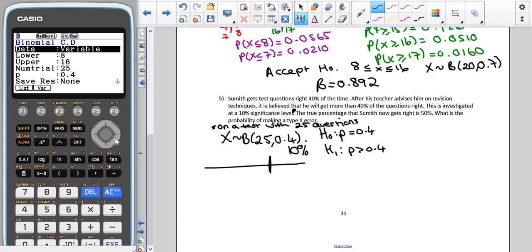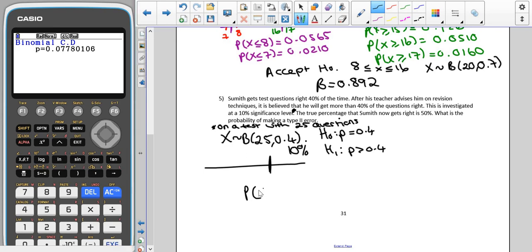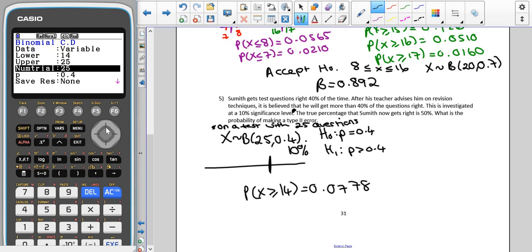So let's start off by trying 14. So 14 is our lower, 25 is our upper. So the probability that x is greater than or equal to, what did I choose, 14, gives us 0.0778. So that is too small, so we're going to have to try a bigger number. So we've got, sorry, a smaller number.